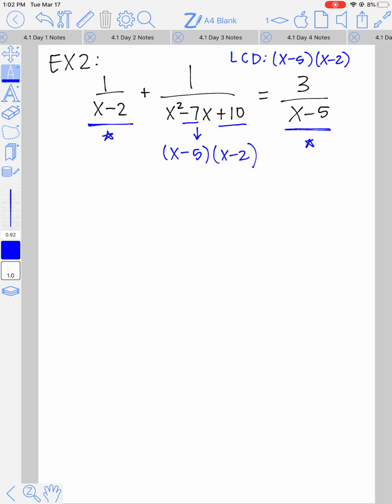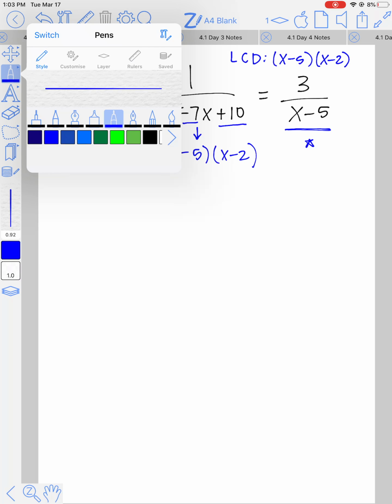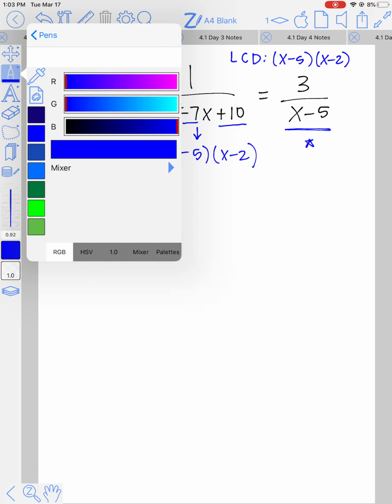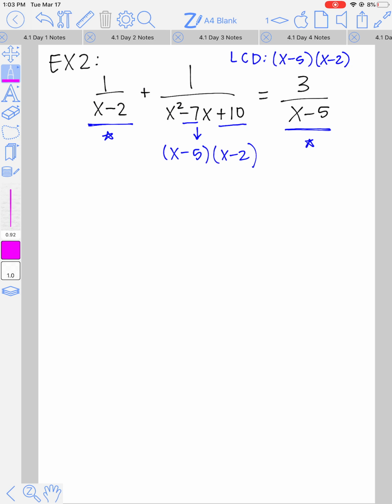Okay, so since this middle rational function already has the least common denominator, I'm not going to do anything to that. The only thing that I'm going to do is to the things that I have on the far left and on the right side of my equal sign. So we need to multiply this whole thing by x minus 5 over x minus 5. So we have our common denominator there. And then the thing that we need to multiply this side by is x minus 2 over x minus 2.